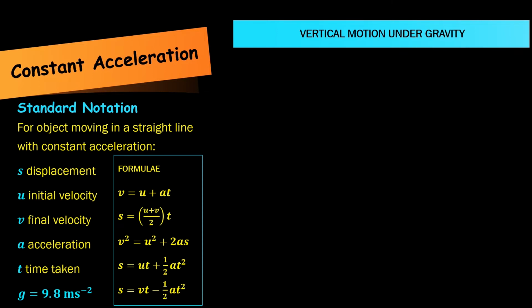Now recall the standard notation for an object moving in a straight line with constant acceleration. Remember that s equals the displacement, u the initial velocity, v the final velocity, a the acceleration, and t the time taken. We now also have g, the force of gravity, which is 9.8 meters per second squared, but this takes the place of acceleration. Recall also the formulae that we introduced in the last two sessions.